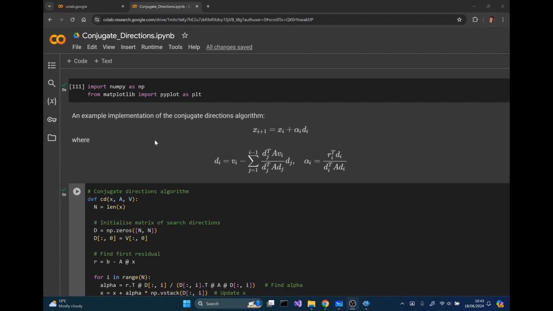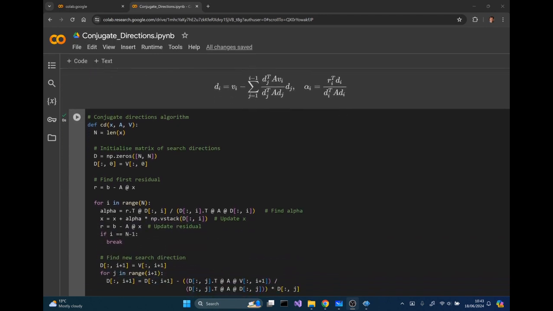Okay, so here is an implementation of the conjugate directions algorithm. I've just written everything that's going on at the top here. So x_(i+1) is equal to x_i plus constant times search direction. This is the A orthogonal Gram-Schmidt process that we've just derived. This is the optimal definition of alpha from the previous video. So down here we've got our conjugate directions algorithm.